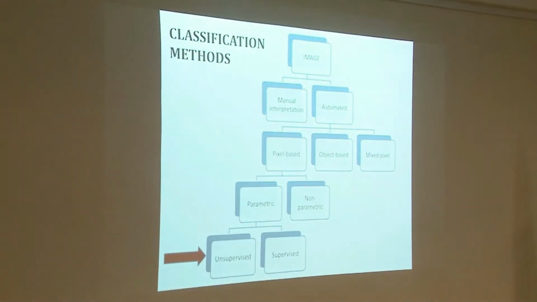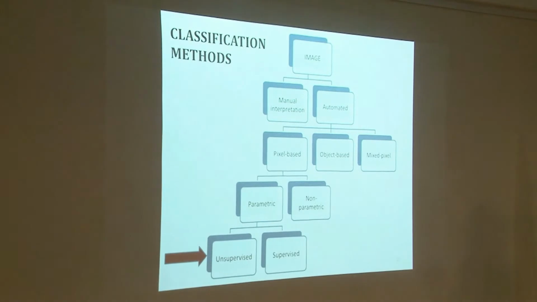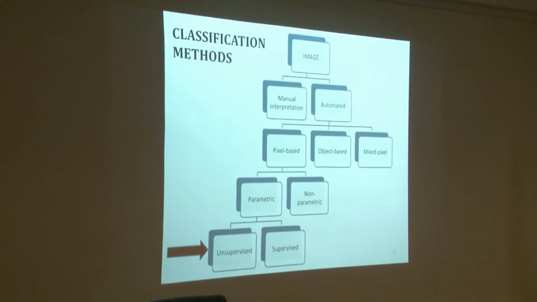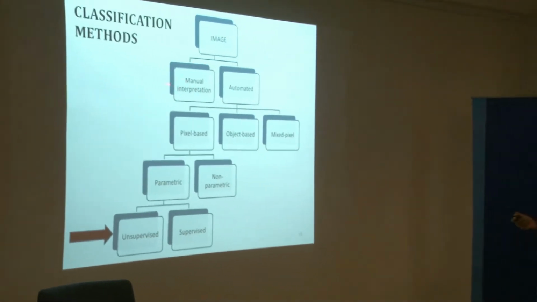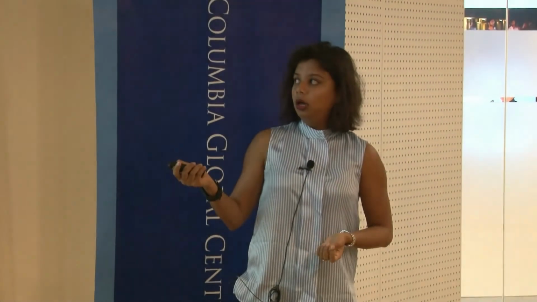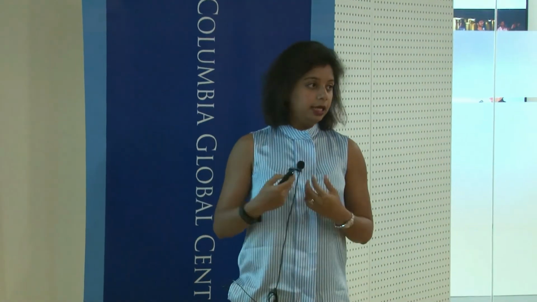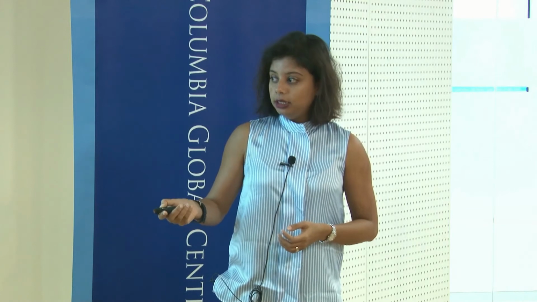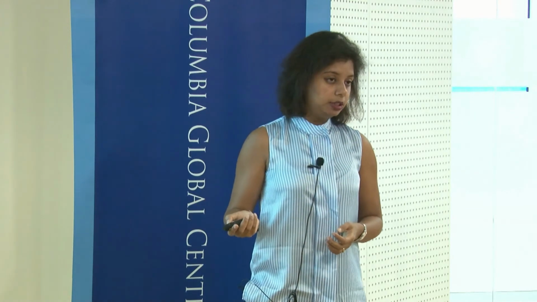So what do I do with those images? Once I have that image, each pixel giving me certain values in different bands, I can either do manual interpretation, which is very time consuming and not possible to do, or automated, which is getting more and more easier these days. Then you can do different types of analysis. What I'll show you today is the unsupervised classification technique.